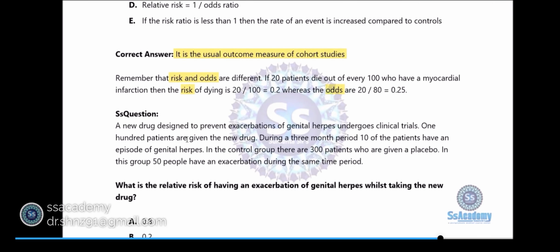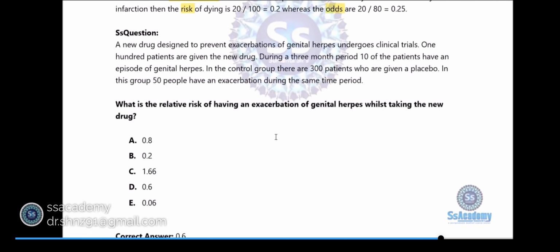A new drug designed to prevent the exacerbation of genital herpes undergoes clinical trials. 100 patients are given the new drug. During this 3 month period, 10 of the patients have an episode of genital herpes. In the control group, there are 300 patients who are given a placebo. In this group, 50 people have an exacerbation during the same period. What is the relative risk of having an exacerbation of genital herpes whilst taking the new drug?